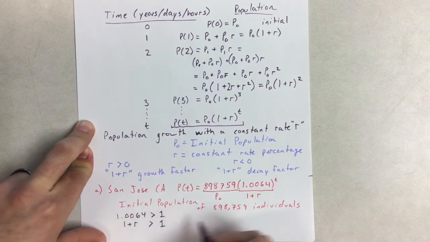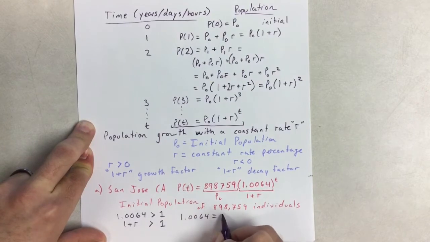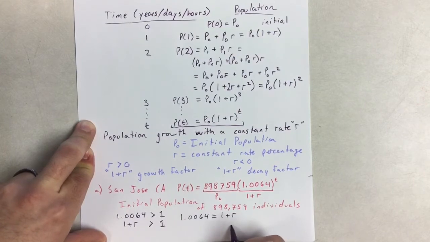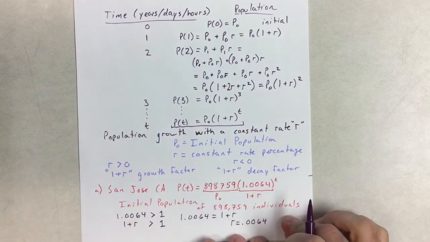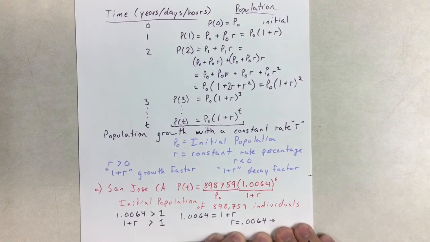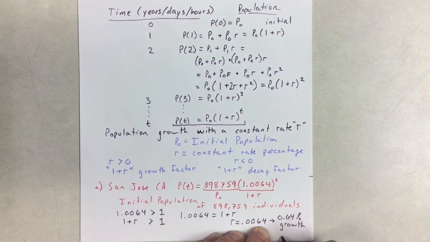So I'm going to set the two equal to each other. 1.0064 is equal to our 1 plus r, our growth factor. And when we solve, we find that our rate is 0.0064, which, something we have to remember, is that we have to convert this value to a percent. So there are tons of ways we've learned to convert decimals to percentages, but what we find is our percent is 0.64%, and this is our growth rate, or the rate at which our population is growing.